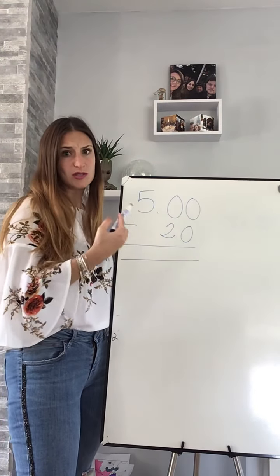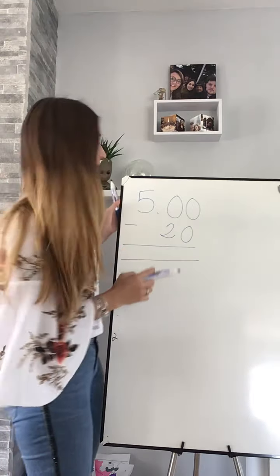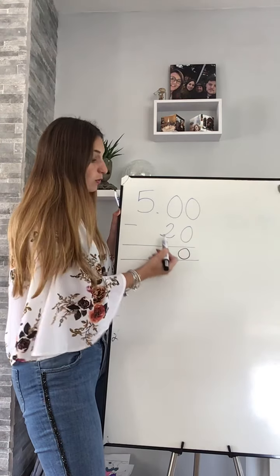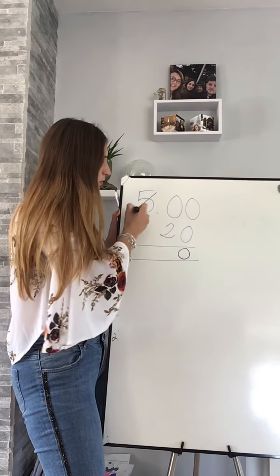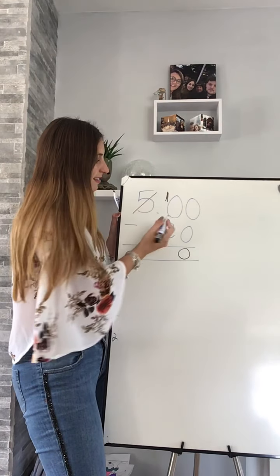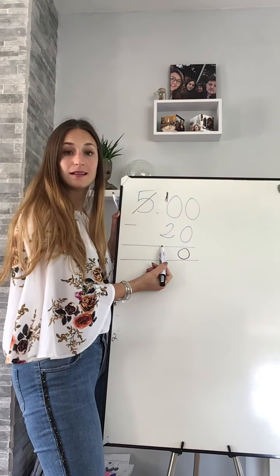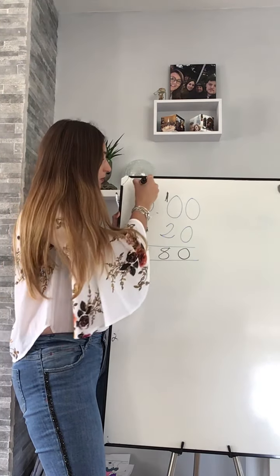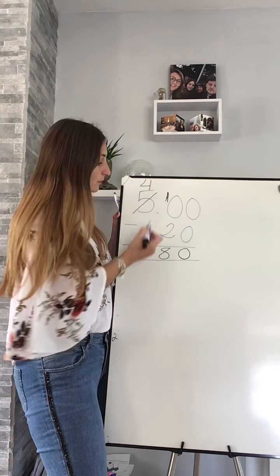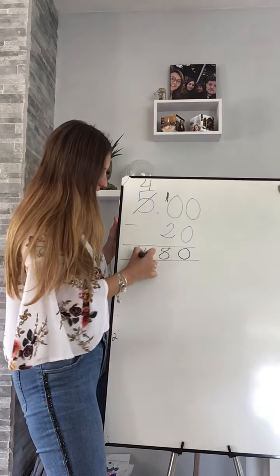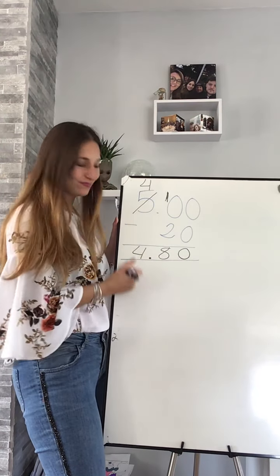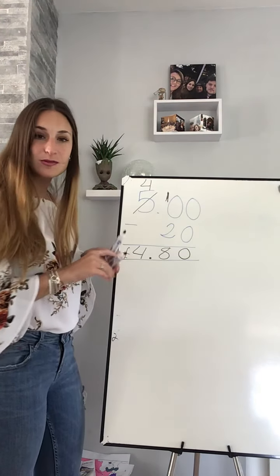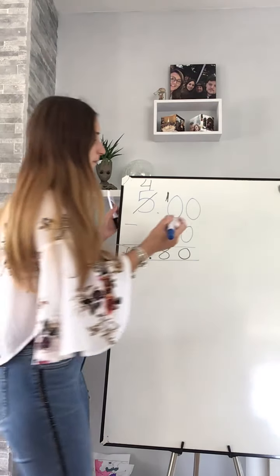£5, you can feel like, oh, that's quite a lot, it's going to be tricky, but you will see that it's not. 0 take away 0 is 0. 0 take away 2, you cannot do that, so we just need to borrow. 10 take away 2 is 8. And my 5, I borrowed 1, so now it's 4. 4 take away nothing is 4. £4.80. Well done.